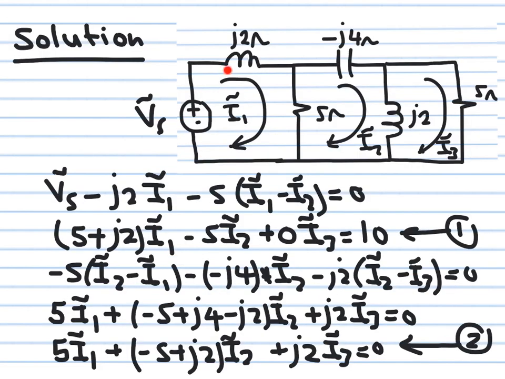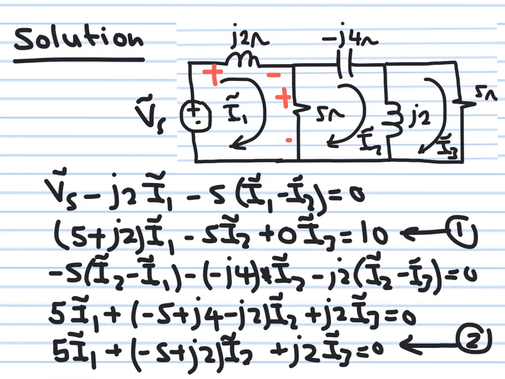So let's go around the first loop. So here Vs, and as I mentioned in class, when I consider the first loop, I take all the drops to be positive in the direction of the current of that loop. So here I'm going in the clockwise direction, so I can consider this positive. So Vs minus this drop, so this is minus j2 multiplying I1, minus this drop, and this is 5 ohm multiplying I1 minus I2. So this is my first equation.